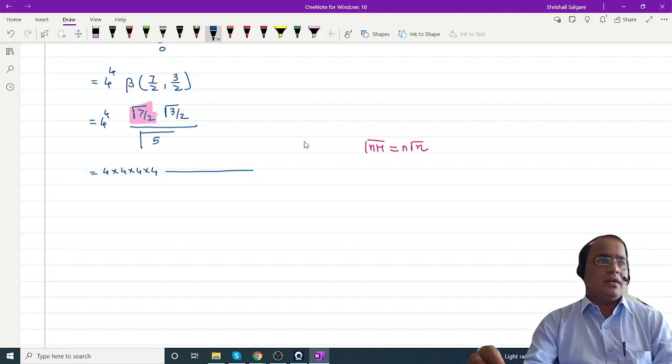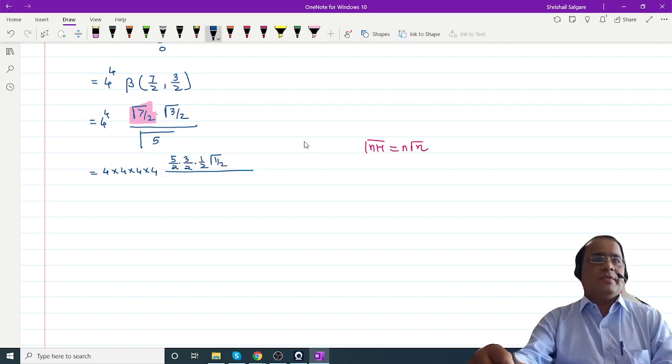Yogesh, Ahuja, yes sir, can you tell? 7 by 2 into 5 by 2, yes, into 3 by 2, very good, into 1 by 2, very good, gamma of 1 by 2. Very good. You have to stop there. And in the same manner, the second one we can write 1 by 2 into gamma of 1 by 2.